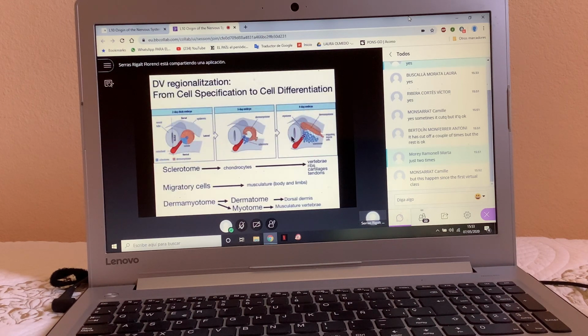The myotome, I remind you, is the part that develops the muscles of the vertebra, which is this area here, okay? The myotome, you see it here, okay?